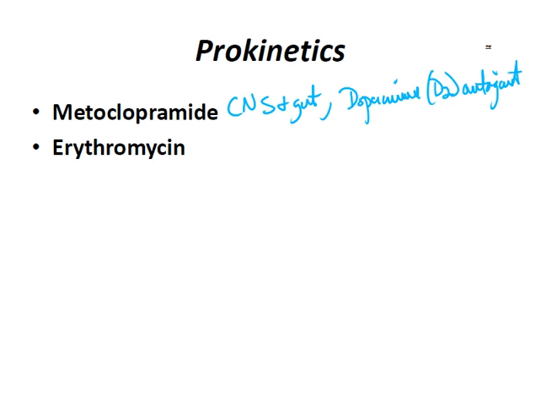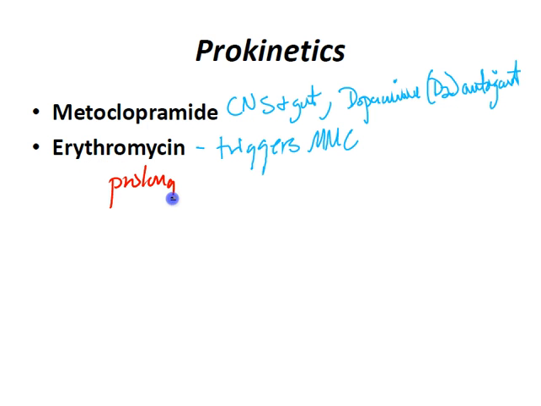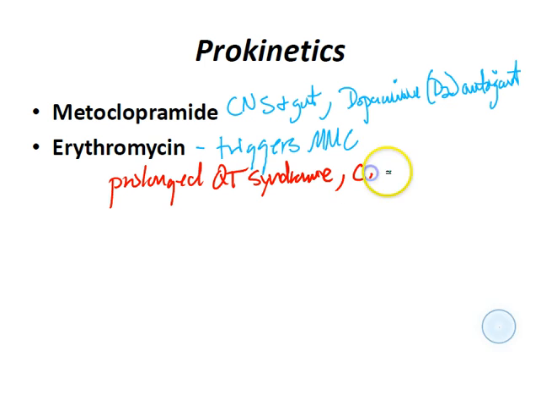Now, erythromycin, this is a motilin receptor agonist in the gut as well. Okay, so he triggers the MMC, the migrating motor complex. Here's MMC. Now, you get toxicity on this. This is like macrolide resistance. You're going to get a prolonged QT syndrome or Torsades de Pointes. C. difficile, pancreatitis.